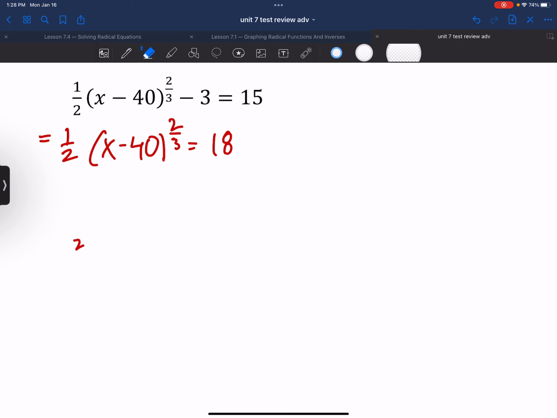I believe it's 1/2 times x minus 40 to the power of 2/3, and then I think it was a plus 3. And we wanted to know if this equals 15. Oh, I got 21. Let me make sure I did that right. Oh, it's minus 3. Hold on.